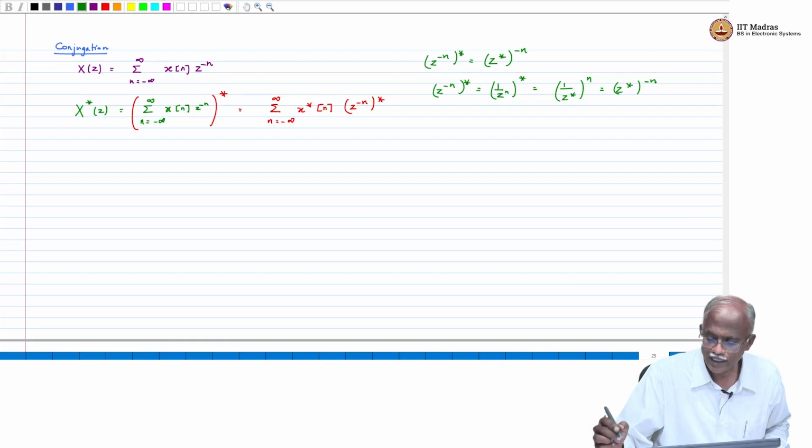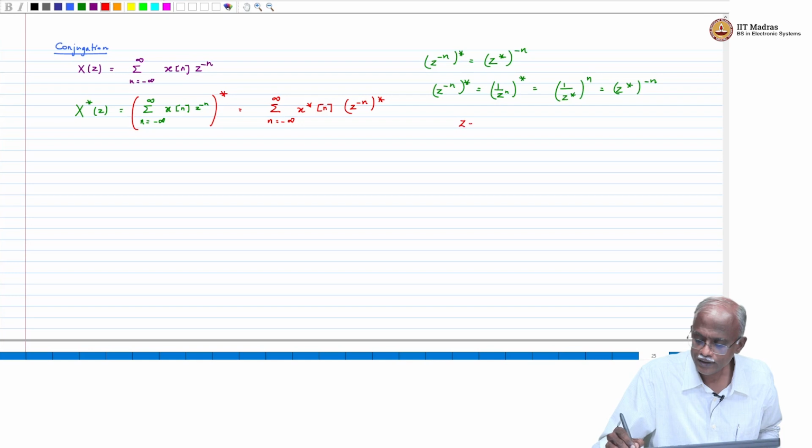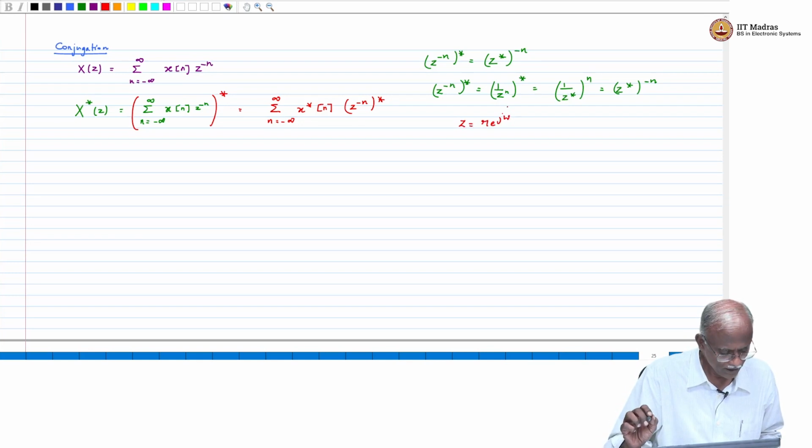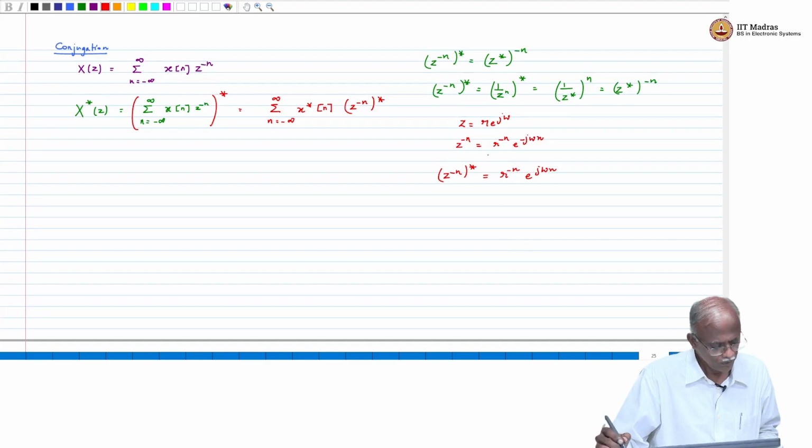Anytime you have a doubt, the best thing is to say z is equal to r e power j omega. We have this as a basic relationship. Z power minus n, what will that give me? R power minus n e power minus j omega n. Z power minus n conjugate, what will that give me? It will give me r power minus n e power j omega n. Are you following that?